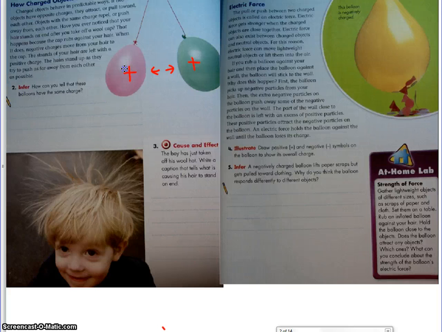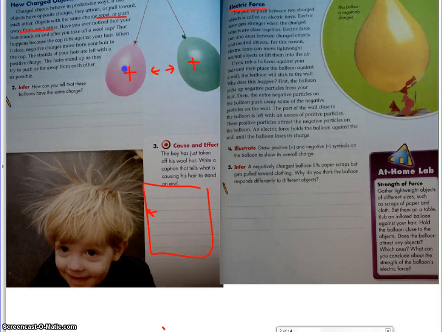Okay, and so we have a question here. How can you tell that these balloons have the same charge? Well, what's happening to the balloons? How do you know they have the same charge? Well, if they have the same charge, they move away from each other, right? Number 3, the boy has just taken off his wool hat. Write a caption that tells us what is causing his hair to stand up. So on your post-it note, explain why his hair is standing up. What's causing that? You can pause it to do that, and then we'll go on to the next part.